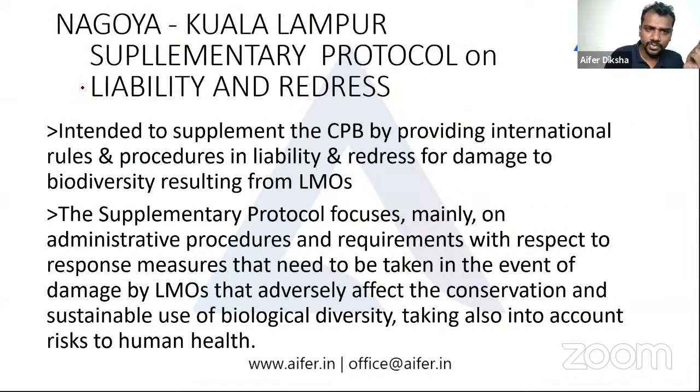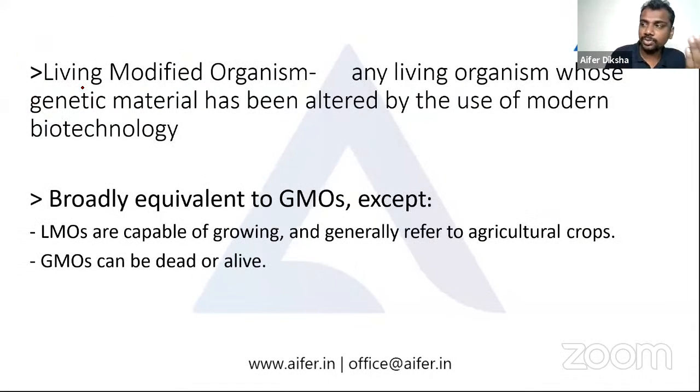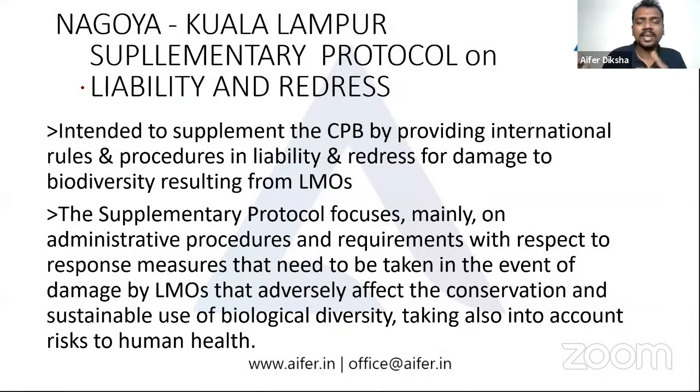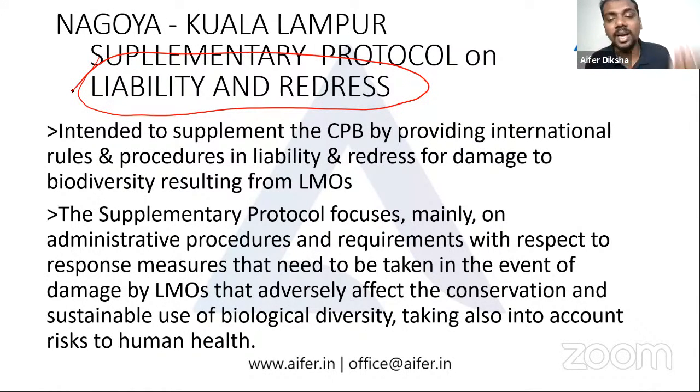So firstly, we have the Cartagena Protocol that deals with the safe handling, trade, and usage of living modified organisms. And within the Cartagena Protocol, as a supplementary protocol, we have the Nagoya-Kuala Lumpur Supplementary Protocol. It gives the mechanisms of liability and redress under the Cartagena Protocol. Remember, Cartagena and Nagoya are two independent protocols. But within Cartagena, there is a supplementary protocol known as Nagoya-Kuala Lumpur that deals with liability and redress mechanisms related to living modified organisms.